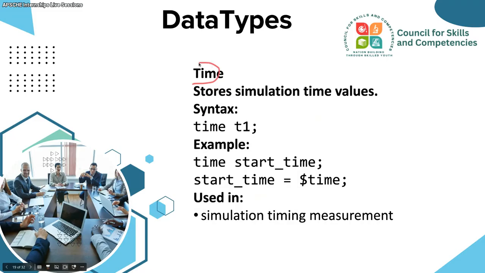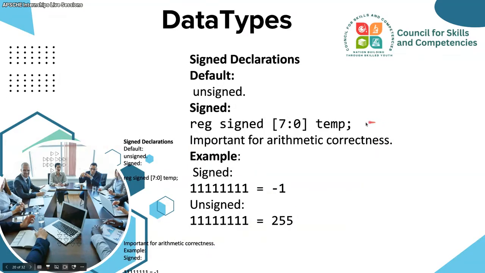Then time is also the same. It stores simulation time. So you can use the time keyword, with a T1 and the start time, and you can access the current time by using the $time variable. Using that, you can access the current time. So for simulation timing experiments, you can use this time.